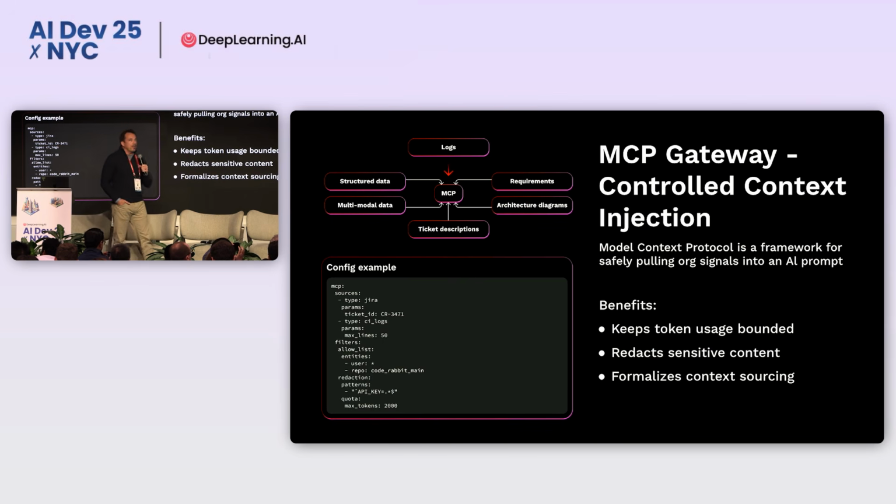MCP is like a great tool, right? You can pull in all kinds of information from lots and lots of different sources. There are so many different MCP servers that you can set up now. And ultimately, that gives you access to information that otherwise you wouldn't have.